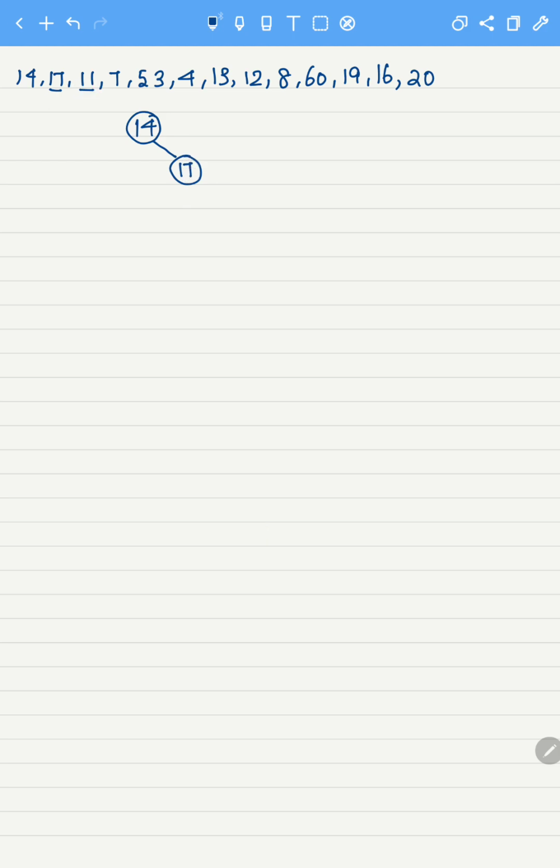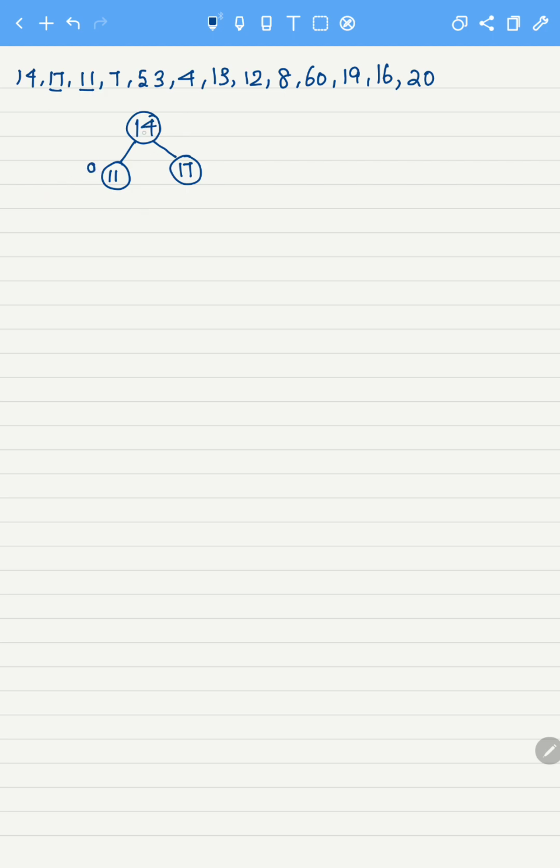The next element is 11. So 11 is less than 14, so it is inserted to the left subtree. So as you insert, you have to start calculating the balance factor. So what is balance? Height of the left subtree minus height of the right subtree. So now when you consider this node, there is no left and there is no right. So the balance will be 0.